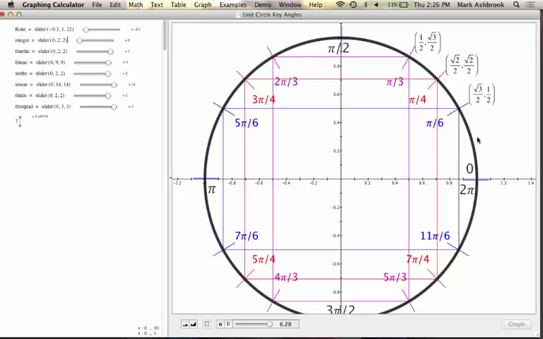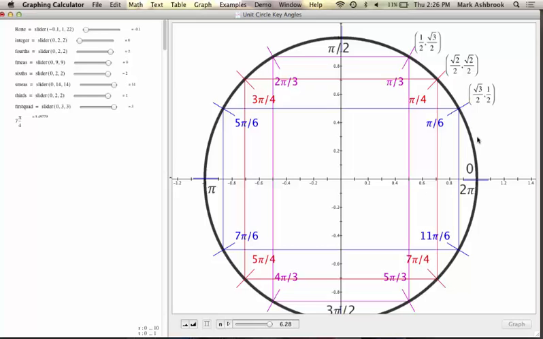Okay, so for instance, in the second quadrant, what would the cosine be in general? Negative. So what's the cosine of 2 pi over 3? Negative 1/2. By symmetry, it's going to be the same distance from the vertical diameter, but this time left. It's going to be negative 1/2.